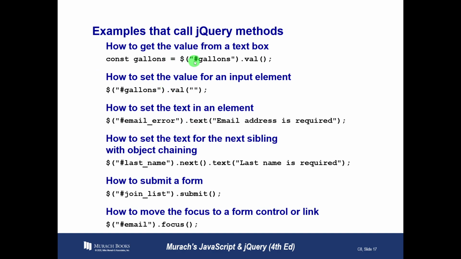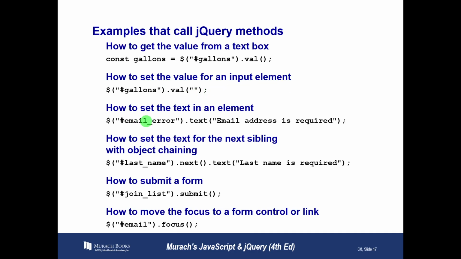So here's an example. Go out and find the element with an ID of gallons. And in this case, we know it's going to be a text box because they're telling us gallons is a text box. .val is going to pull the value out of that text box and store it in the constant gallons. If we want to change the value of that text box, here's an example, gallons.val, and we're actually providing a parameter here, and it's an empty string, so that's going to erase the contents of that text box.